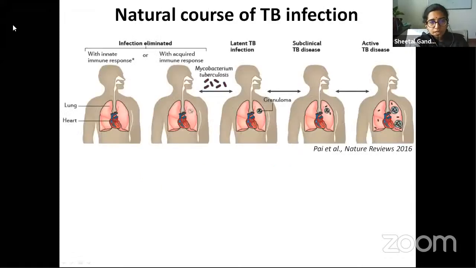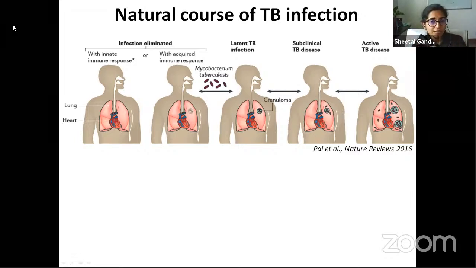For that, let's look at the natural course of TB infection. As I mentioned, an individual can inhale the bacteria through aerosols, and with a good innate immune response or a good acquired immune response, the individual may be able to control the infection. However, as I said, the 30% of the world population which is latently infected is latently infected because it has been able to control the infection, but is not exhibiting any clinical symptoms.